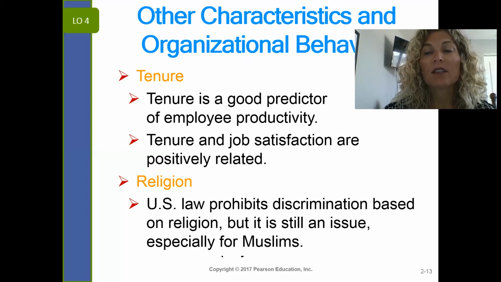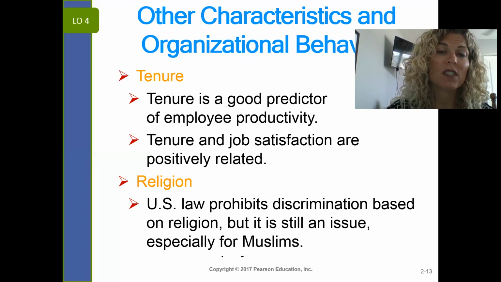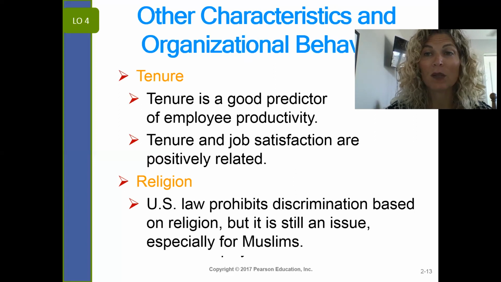Tenure is seen as a positive thing. It is something that I can legally discriminate on, right? So tenure is the length of time someone has been in a job. Tenure is a good predictor of employee productivity. Tenure and job satisfaction are positively related.